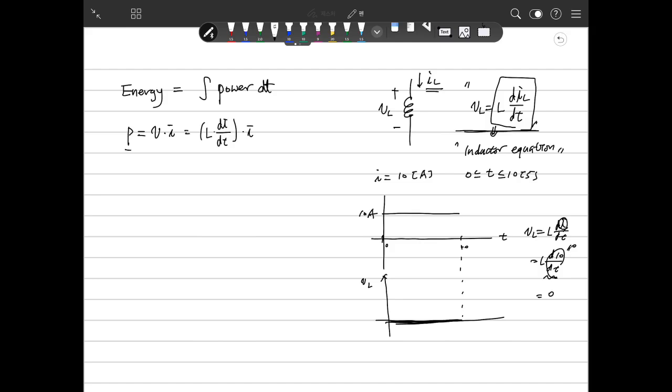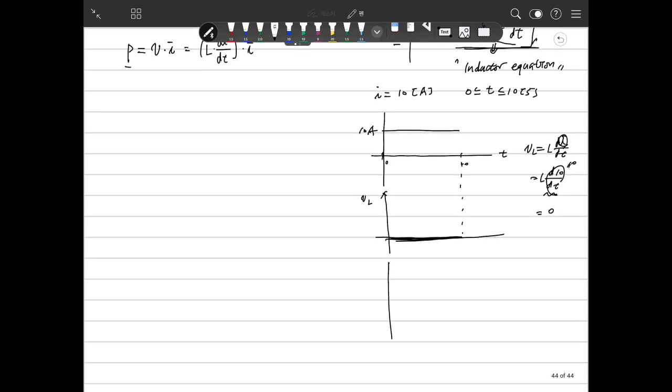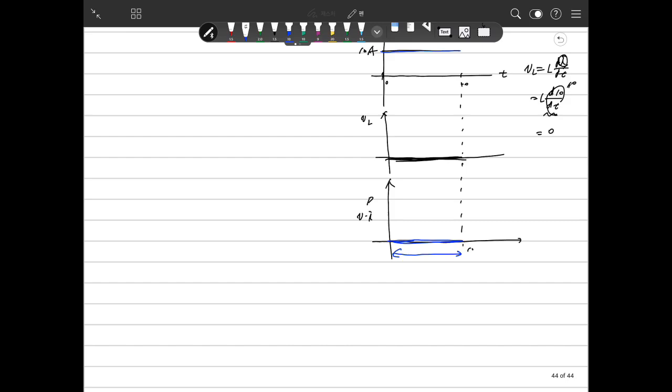So we need to calculate the power here. Then what happens to the power? In this area, the power is V times I. Because the voltage is 0, for this period the power value is 0, and the current is 10 amperes. So what is the meaning of this? That means for this period, the inductor current is flowing at 10 amperes.